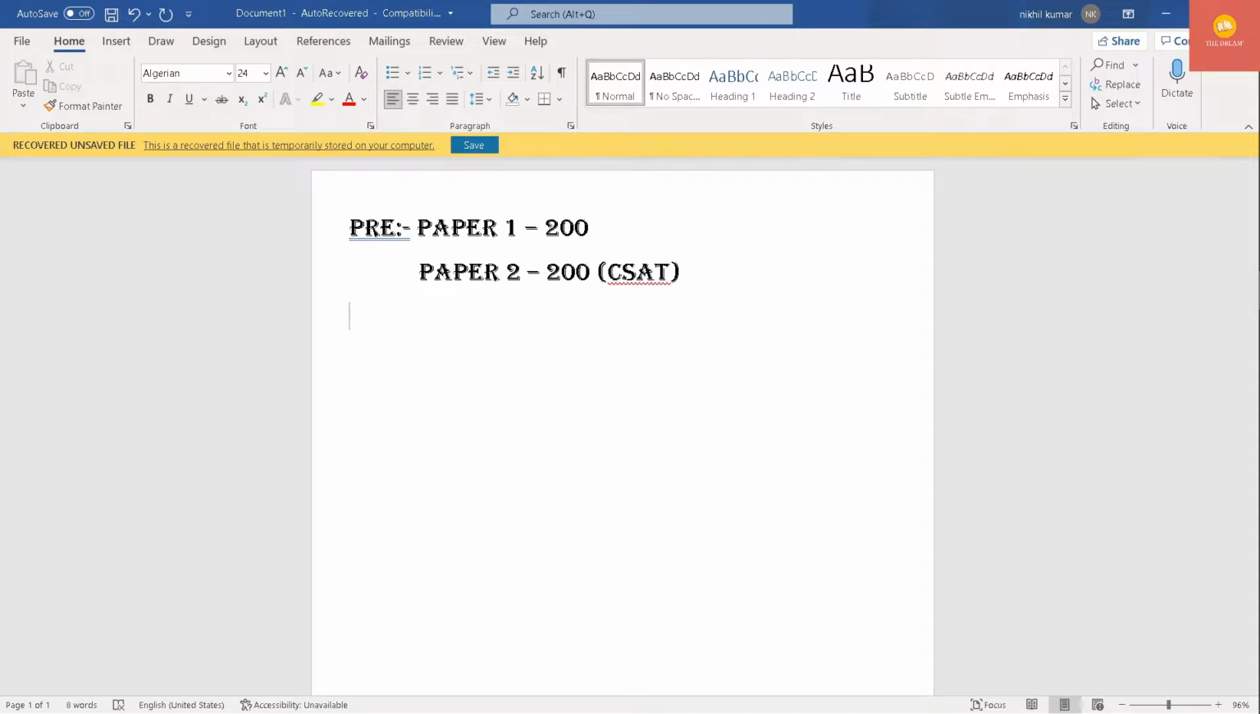Now we jump further to another phase, phase 2, that is main exam. After you qualify the pre-exam, you will be able to sit in main exam. One thing you should know here: pre-exam is completely objective type questions. But in the case of main exam, you will get a question booklet in which you have to write your answer in subjective mode.